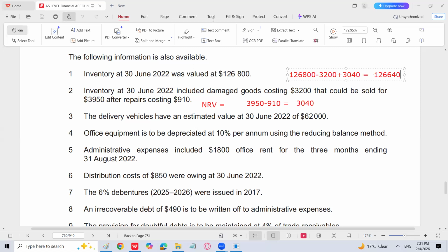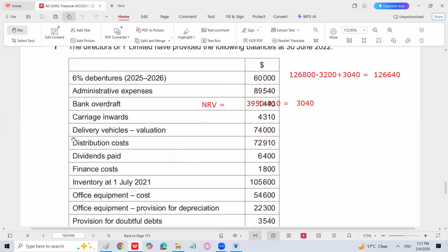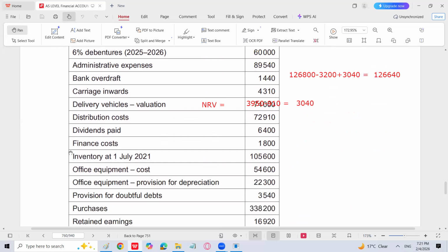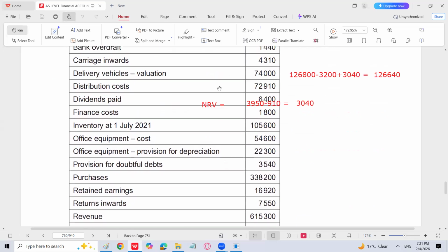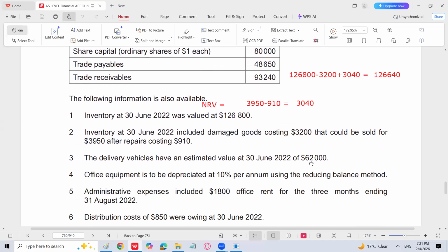Next, the delivery vehicle has an estimated value at 30th June of 62,000. It's very, very easy. Why? Because the delivery vehicle at 30th June 2022 is given as 74,000, but at the end of the year the value has decreased to 62,000. It means the difference is going to be the depreciation. That is 12,000, the depreciation on delivery vehicle, which will be written in the distribution costs.